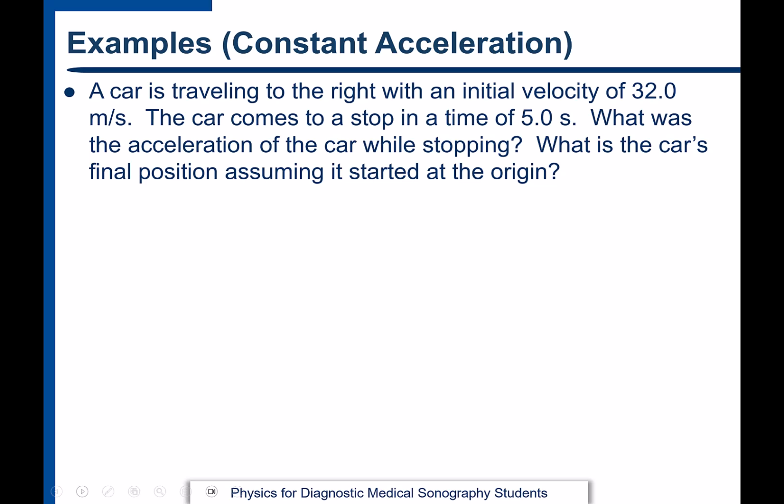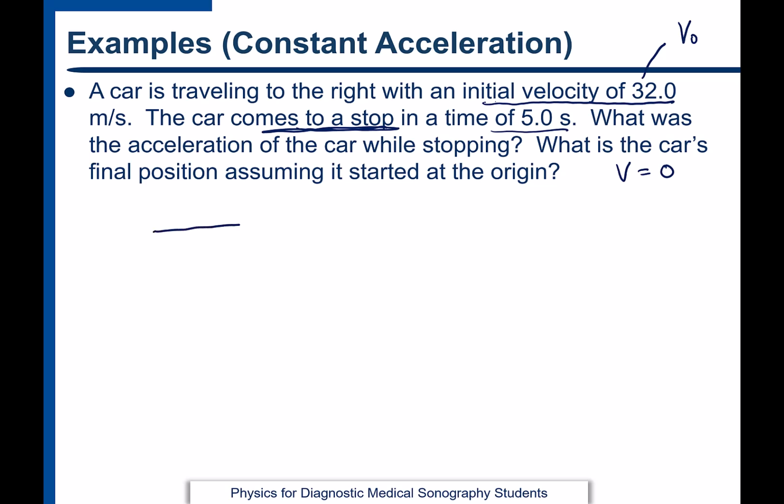So we've got a car traveling to the right. We've been given the initial velocity. So you'll notice the first thing we have to be able to do is understand that that's v naught. We're told that the car comes to a stop. And so notice that's telling us that the final velocity is 0. You'll also notice that we've got the time. And so we're asked to find the acceleration and, again, the car's final position.